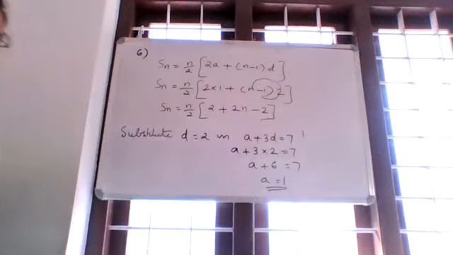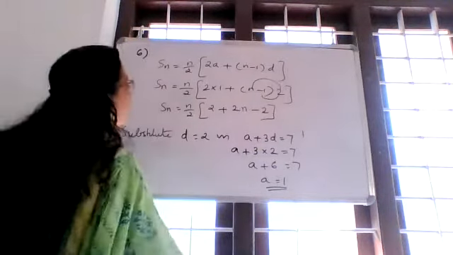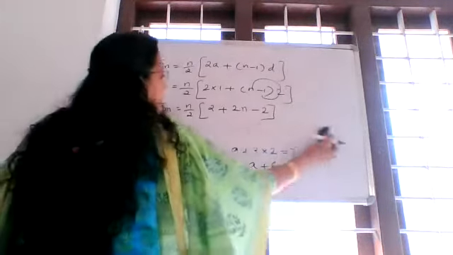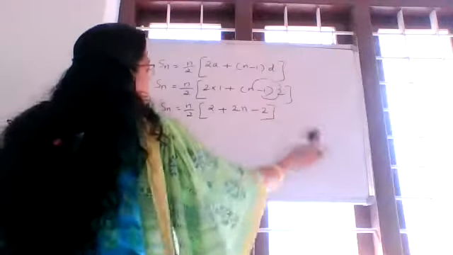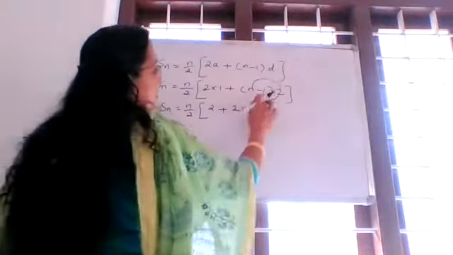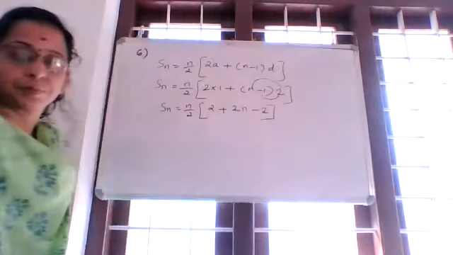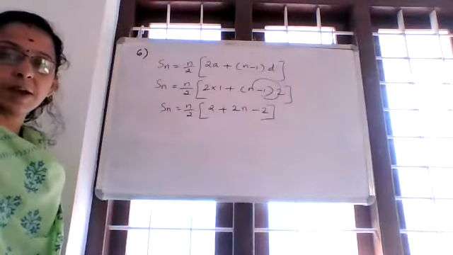So what will the final answer be? This one, any doubt? n minus 1 into 2, changing the brackets.